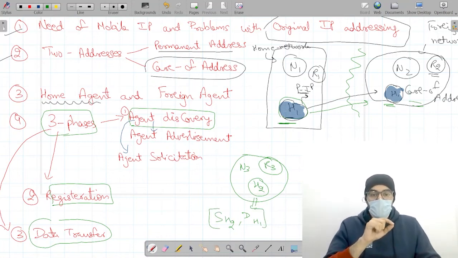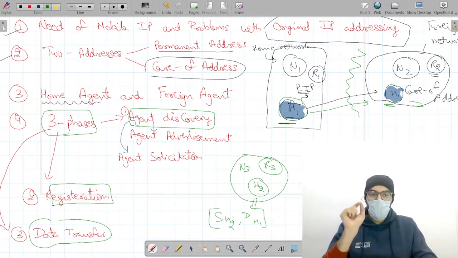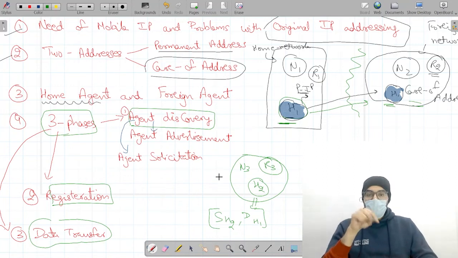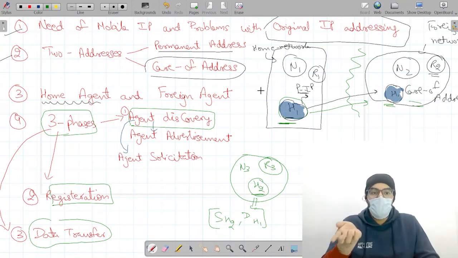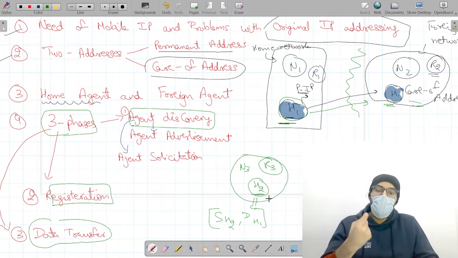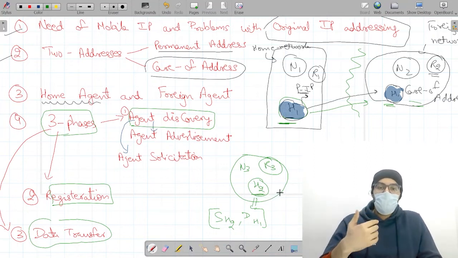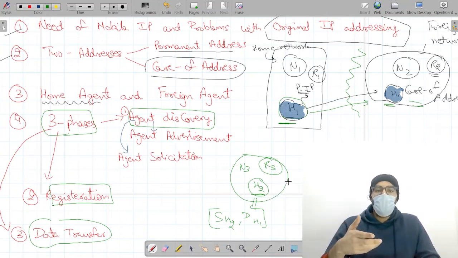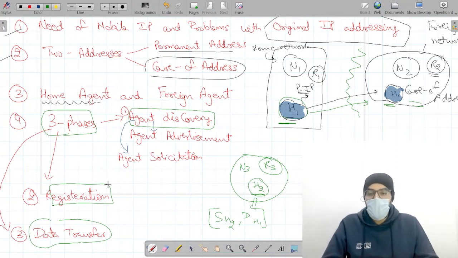Now when host 1 moves away from network 1 to network 2, the destination address with host 2 remains the same. It does not know whether host 1 has moved to network 2 or not. Now we'll see how host 2 is still able to communicate with host 1, and how host 1 is able to transfer the data to host 2. We'll talk about that in a later video.